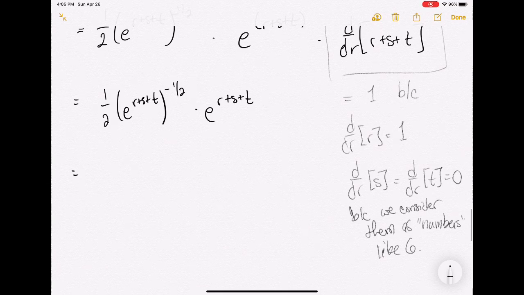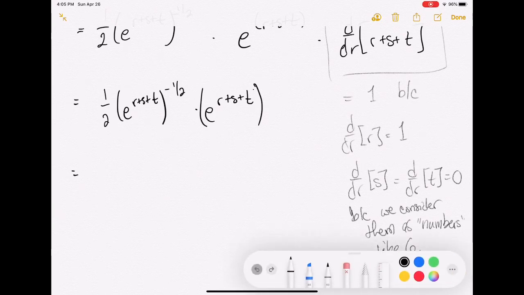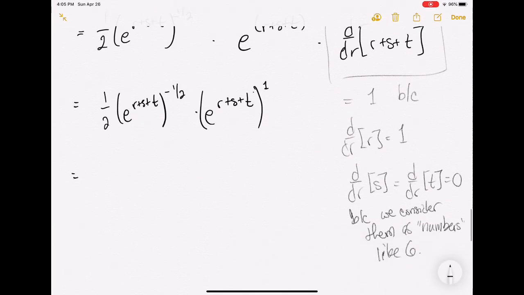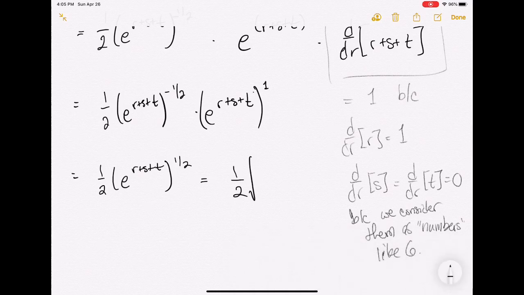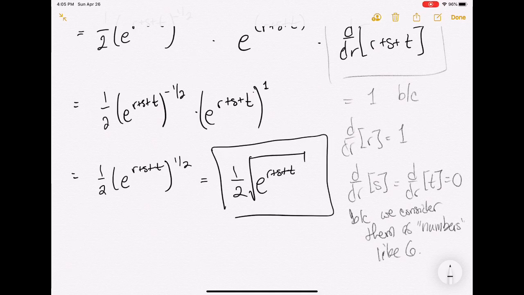that by power exponential rules, right? This is to the first power, so we can add the powers. What is 1 minus 1/2? So this becomes 1/2 e to the r plus s plus t to the 1/2, or really just 1/2 of what we started with. 1/2 square root e to the r plus s plus t. This is the answer the exam gave.